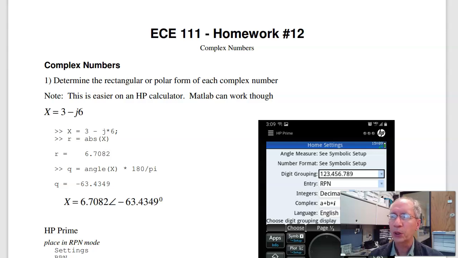Here are solutions to homework set number 12 for ECE 111. This homework set looks at using complex numbers. Now, electrical computer engineers use complex numbers extensively. Anytime you're dealing with sine waves, it's a whole lot easier if you use complex numbers. Basically, for a sine wave, you have sine and cosine. Complex numbers give you those 2 degrees of freedom to represent sine and cosine. So again, we can live and breathe complex numbers.